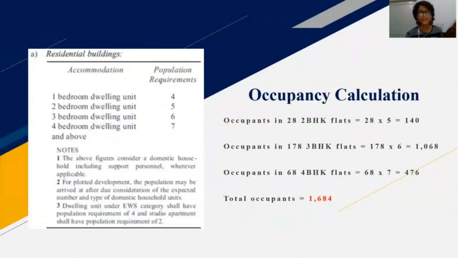The next step will be the calculation of the occupancy of the group housing. So we have related all the data as per the National Building Code of India, and as you can see, a 2 BHK flat has an occupancy of 5 people, a 3 BHK flat has an occupancy of 6 people, and a 4 BHK has an occupancy of 7 people. So as per this data, we have calculated the total number of occupants, which has come down to 1,684 occupants.